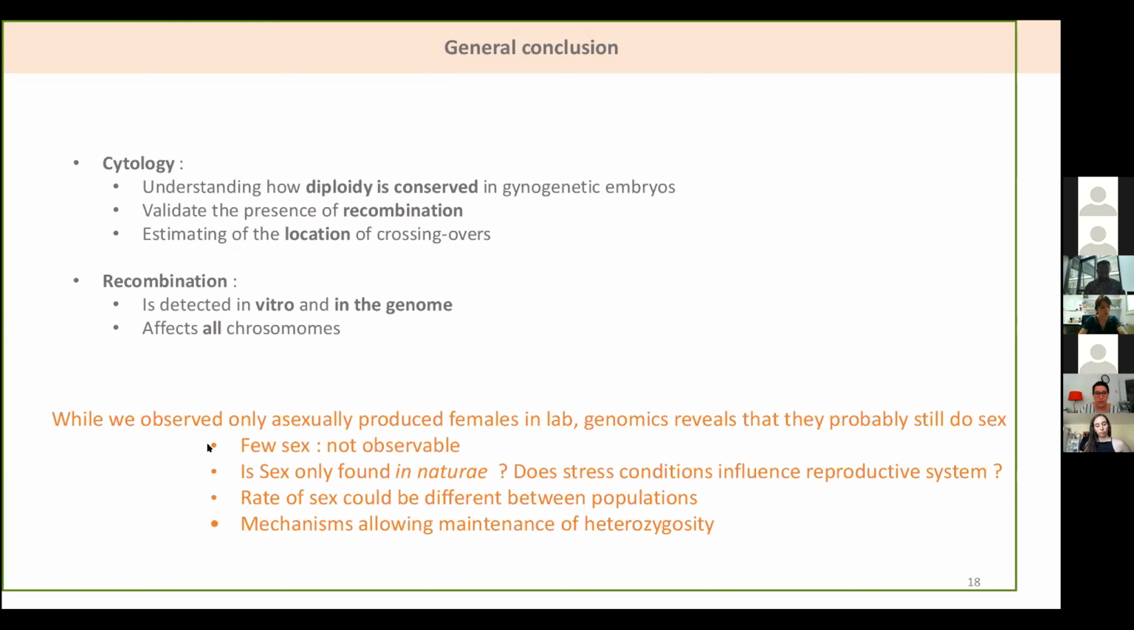One other hypothesis is that sex occurs only in nature and not in the lab, because maybe of stressful conditions. Or maybe the rate of sex could be different between the populations, because we have 10 individuals from 10 different populations. And finally, we could have mechanisms allowing the maintenance of heterozygosity.